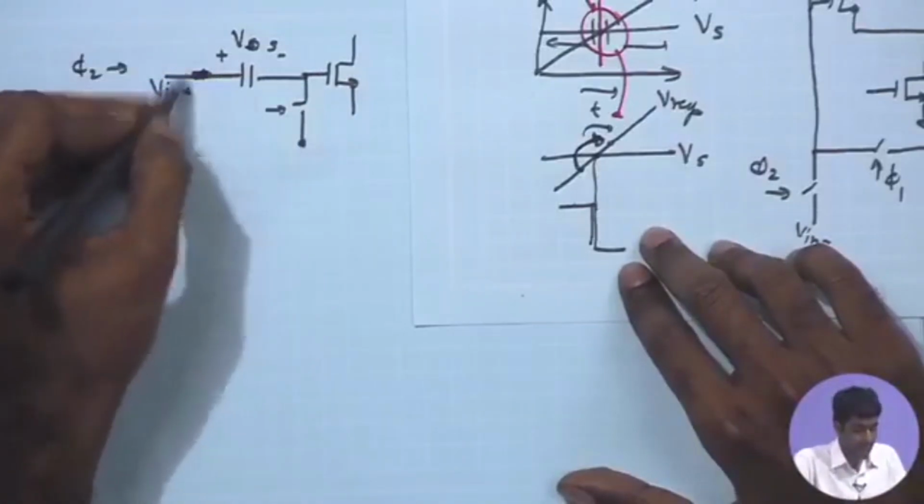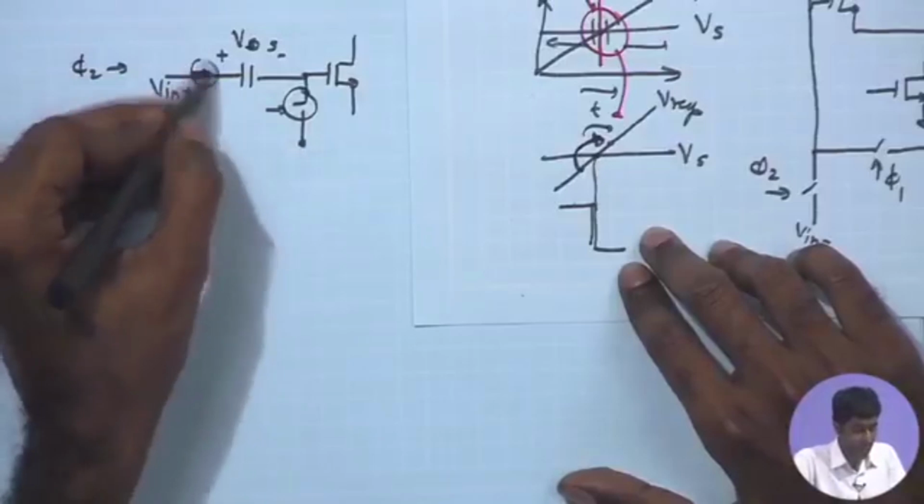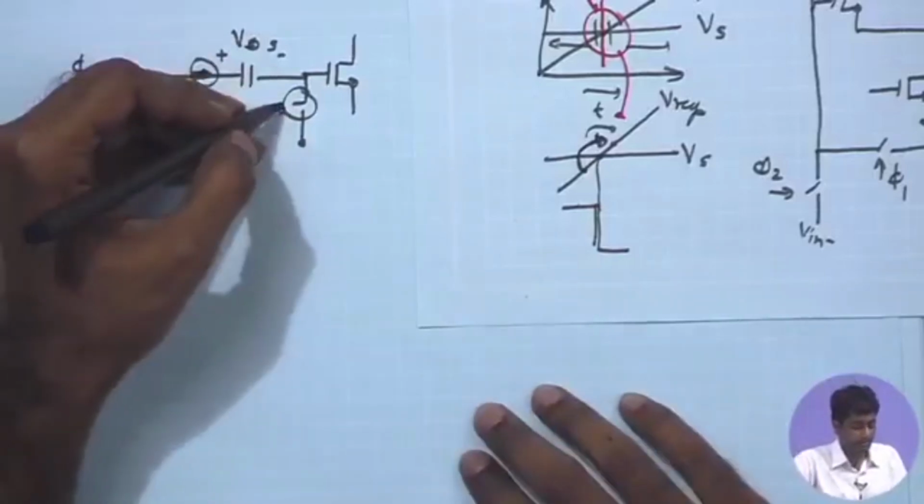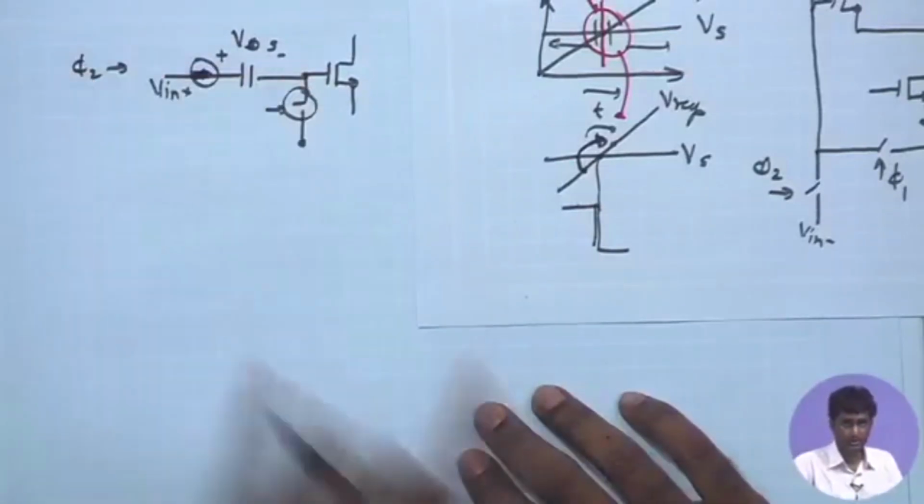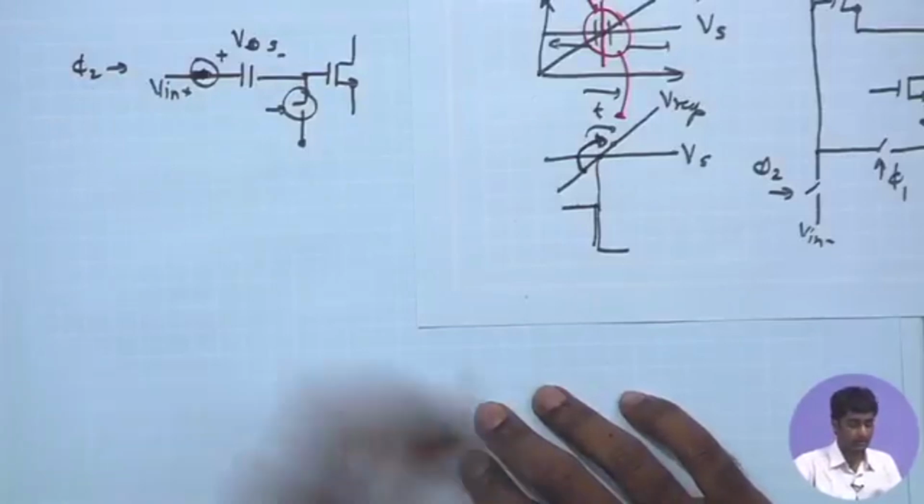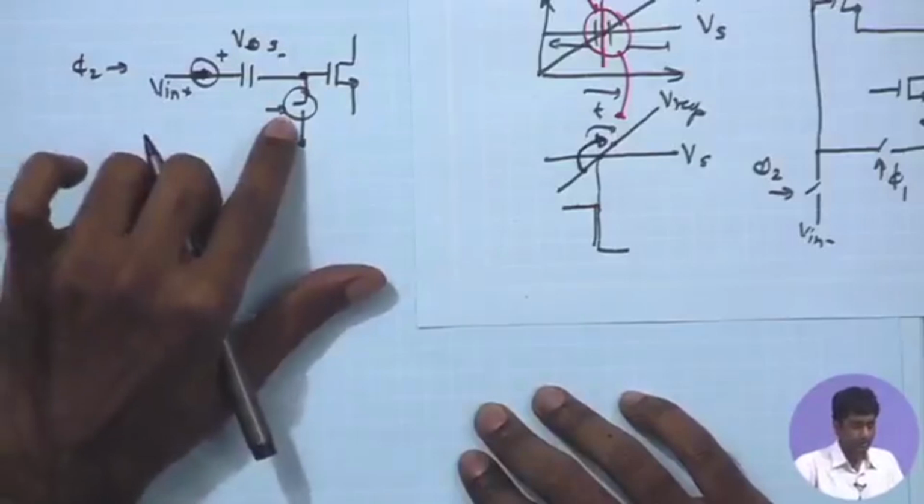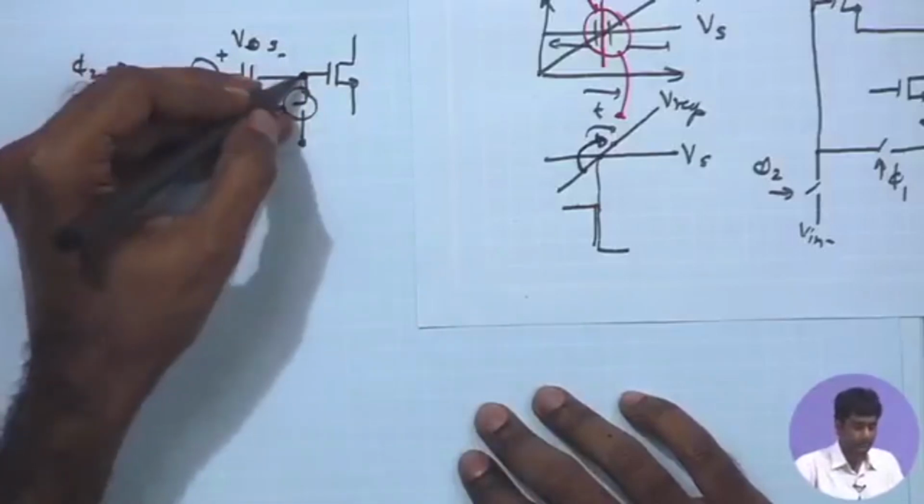Of course, we are going to implement these switches using transmission gates. Both these switches are going to be implemented using transmission gates, and we have seen that transmission gates do end up dumping unwanted charges at the sampling points. So, at this point, since it is a trapped node, we do not have any path for this charge to go.